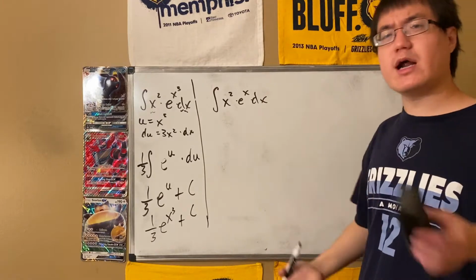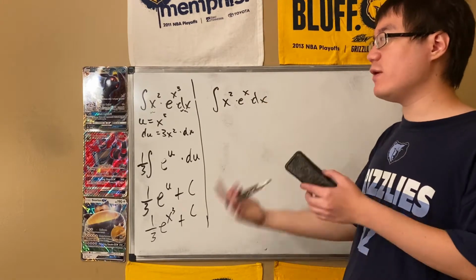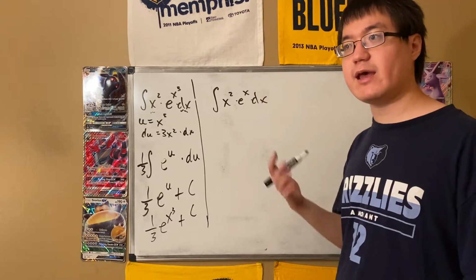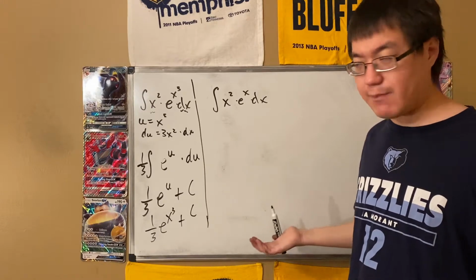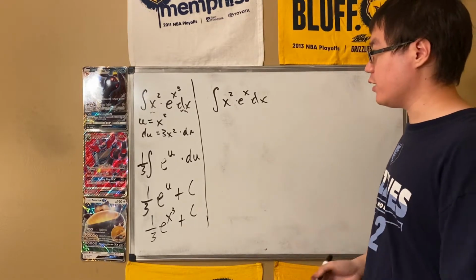You might think perhaps that u is equal to x squared because the derivative of x squared is x, but if you did that u substitution, the du would be in the exponent of e, and that never happens. So that's not going to be how it's going to work. Let's do integration by parts.